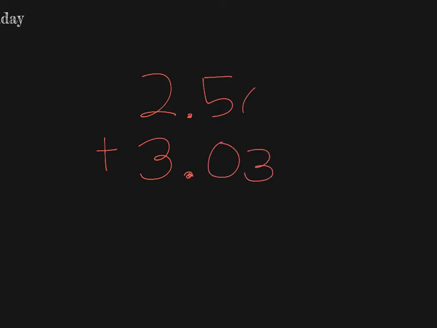Find the sum. Here's 2.5. I add that with 3.03. Make sure that your decimals line up. If you want, you can put a 0 there because 5/10 is the same thing as 50 hundredths. 0 plus 3 is 3. 5 plus 0 is 5. Our decimal goes straight down. 2 plus 3 is 5. So our sum is 5 and 53 hundredths.